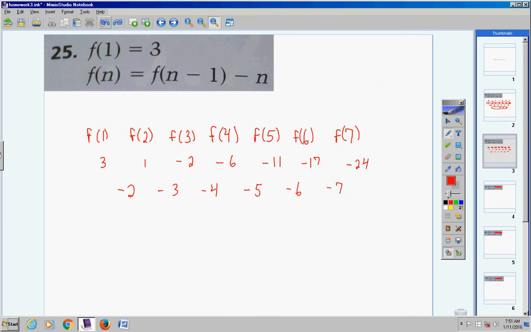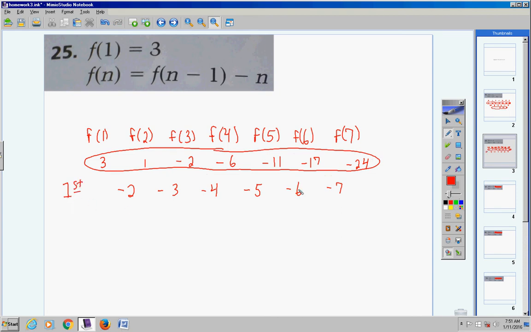So here's what we did. We found the first 7 values. Okay? Now they want us to find the second differences, so we first had to find the first differences. Now let's find the second differences. This would be negative 1. This would be negative 1. This would be negative 1. And so the second differences in this problem are all negative 1s.